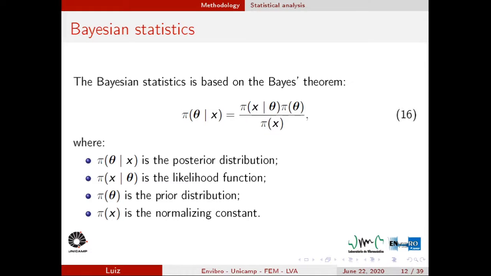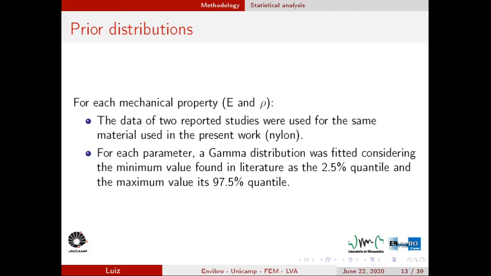by a normalizing constant. For the prior distributions, for each mechanical property, the stiffness and mass density, we obtained from 2 reported studies values for the same material. In the present work it was nylon, and for each parameter we fit the gamma distribution with the minimum value observed in the literature as the 2.5% quantile and the maximum value as the 97.5% quantile.